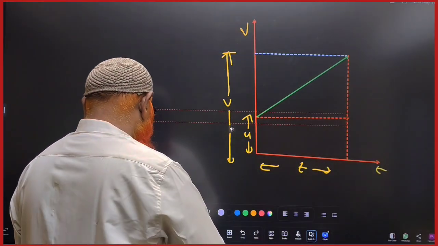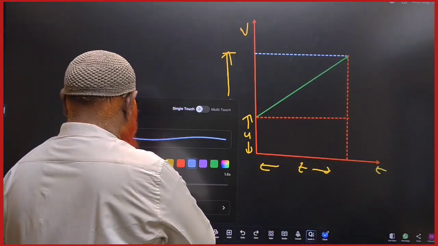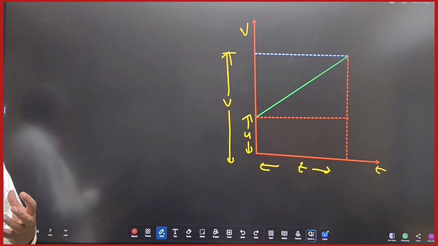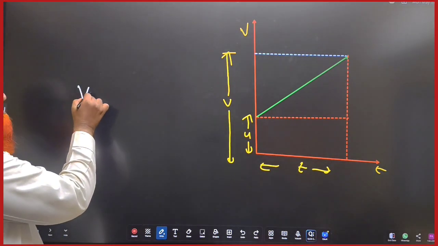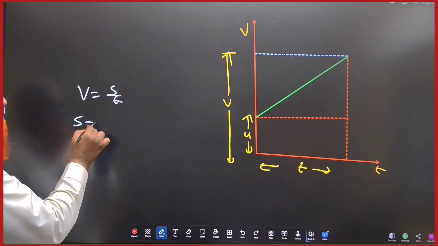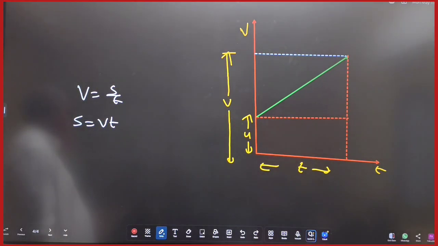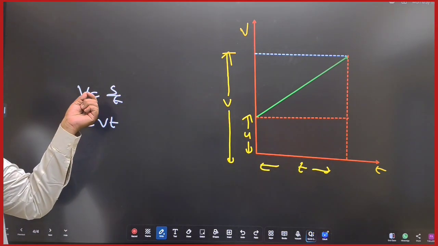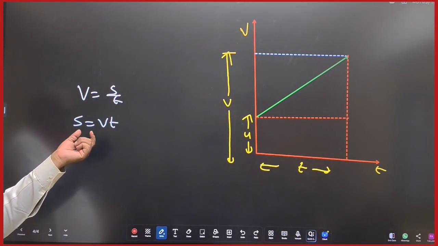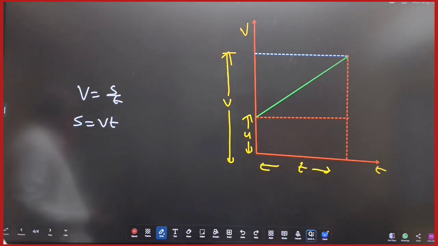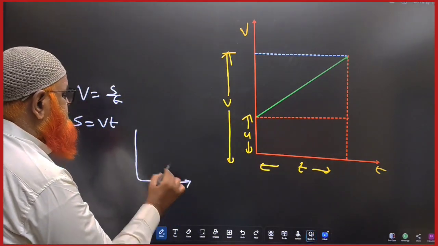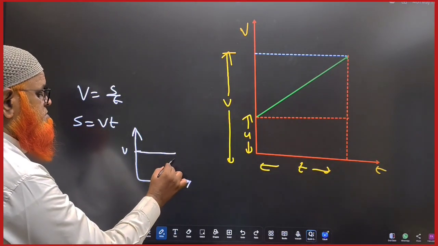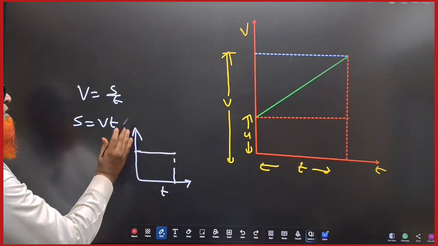Now, what do we need to do to find the displacement? Let's see here. In general, common sense: velocity is nothing but displacement by time, and displacement is nothing but velocity into time. If you know velocity is nothing but displacement by time, you all know that displacement is nothing but velocity into time. In terms of a graph, if I want to represent, for example, a graph like this, which has time and velocity.